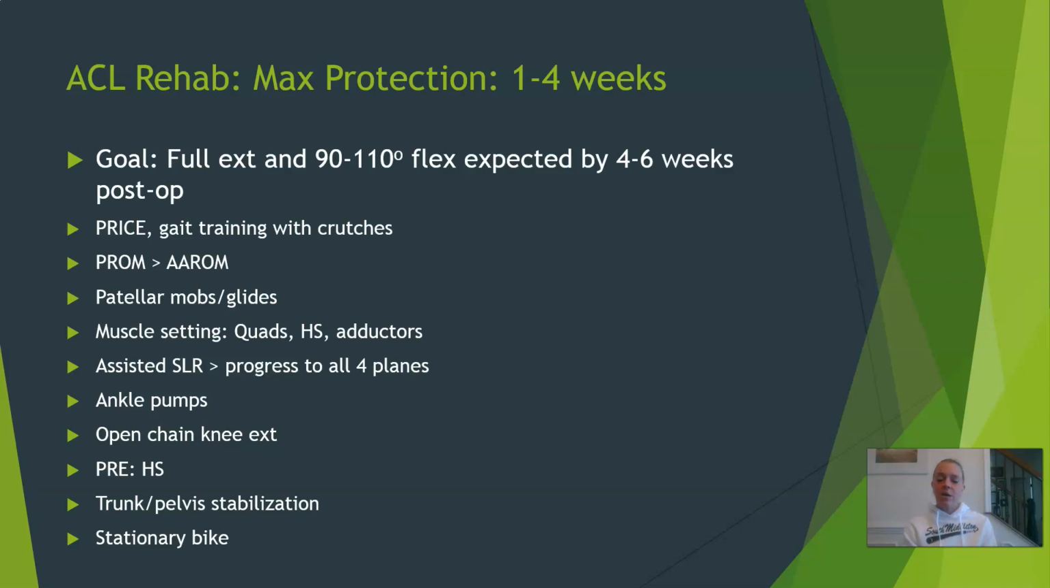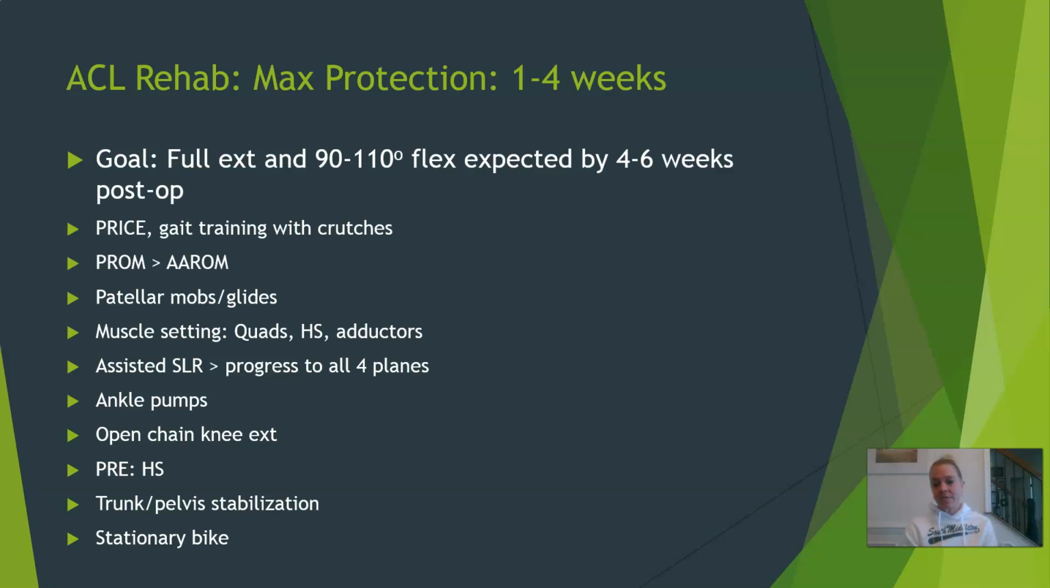We can do some patellar mobs and glides just to make sure that the patella is moving the way that it should and that's not hindering knee motion in any way. We'll start with isometric exercise, so quad sets, hamstring sets, adductor setting, so that's usually like squeezing a ball between their knees. We can start with assisted straight leg raise. It's going to be very difficult for them to do full straight leg raises right away. But then once they get the hang of that, we typically just start with flexion and then we can progress to all 4 planes. Start with some ankle pumps, open chain knee extension.